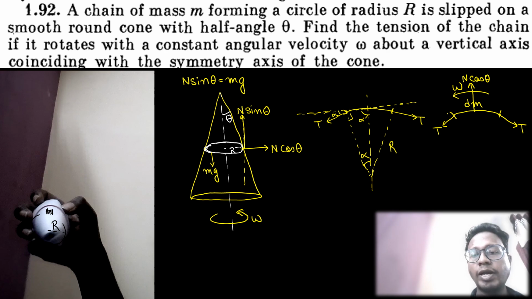Now my question is, what are the horizontal components of forces? The horizontal components of forces are nothing but T cos alpha out here and T cos alpha out here. What are the vertical components of forces? The vertical components of forces are T sine alpha out here and T sine alpha out here. Now see properly this diagram. The horizontal components of forces cancel out each other.